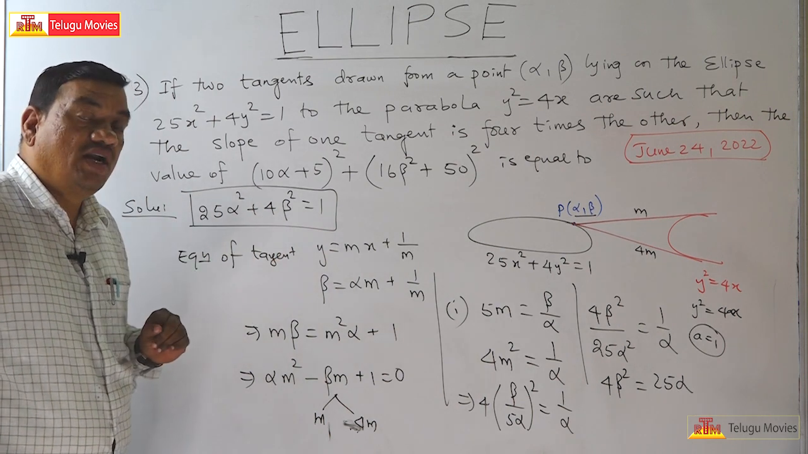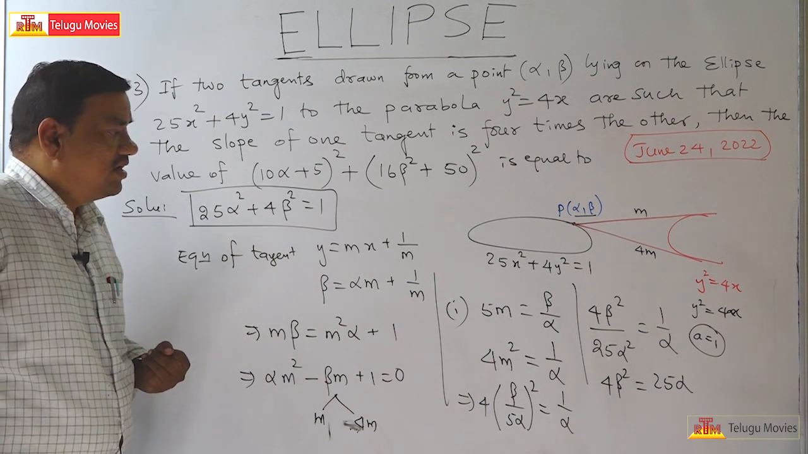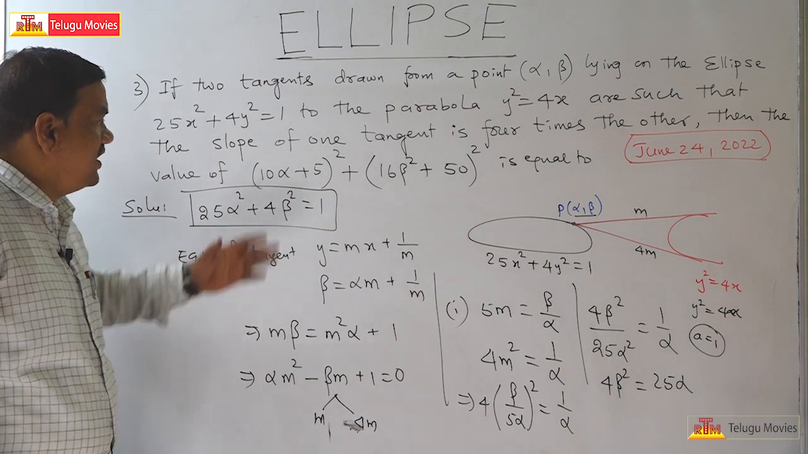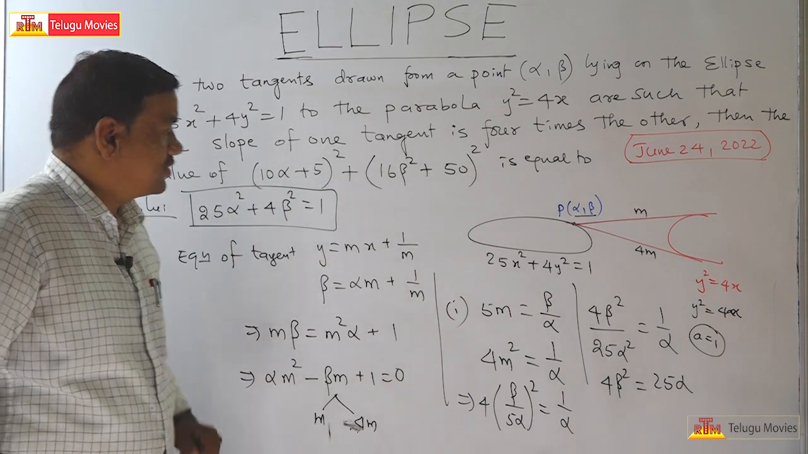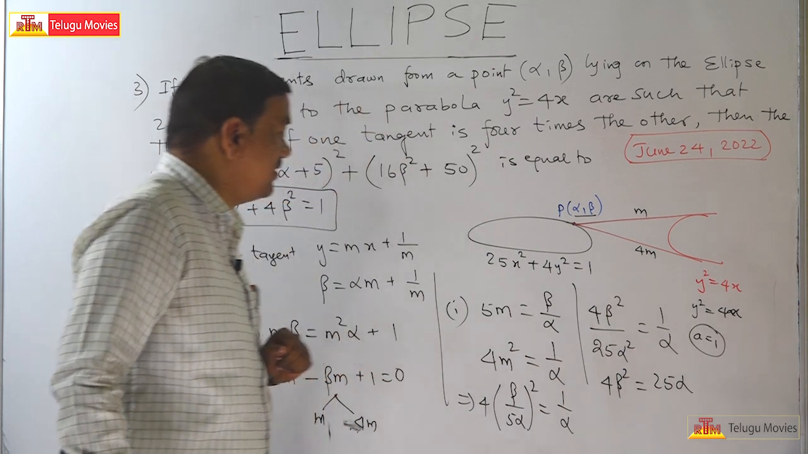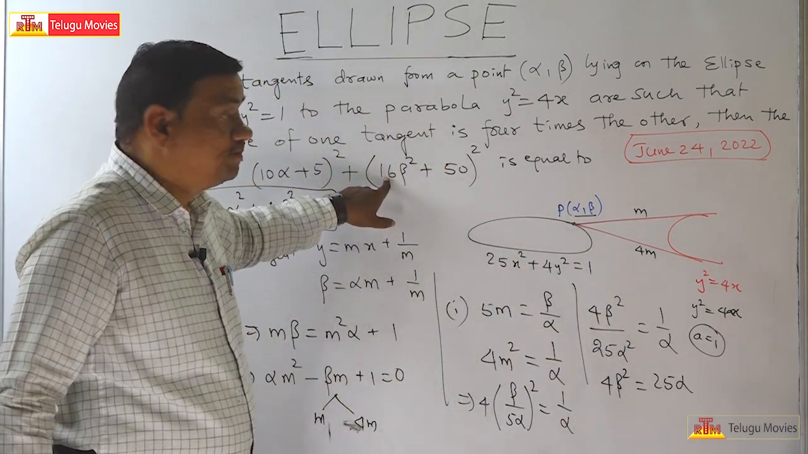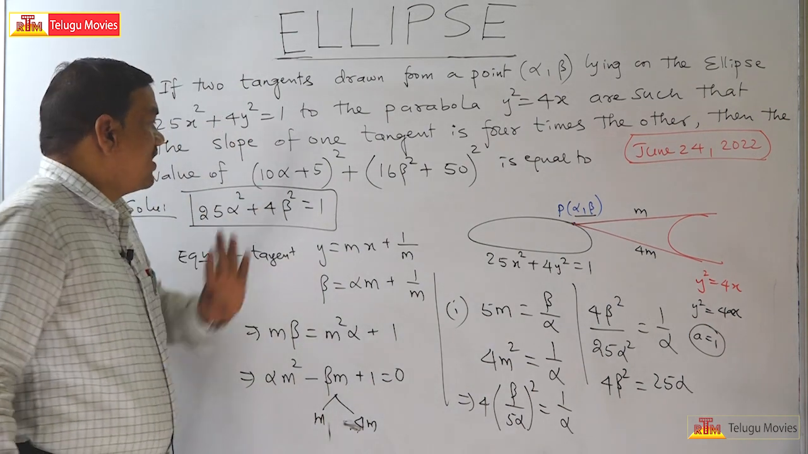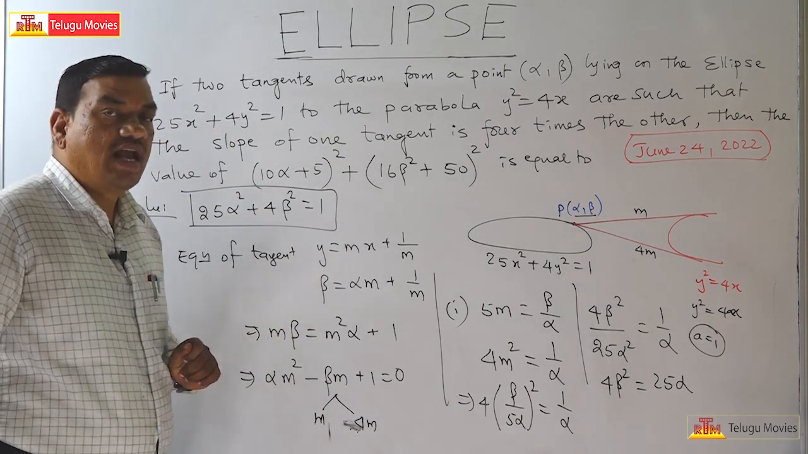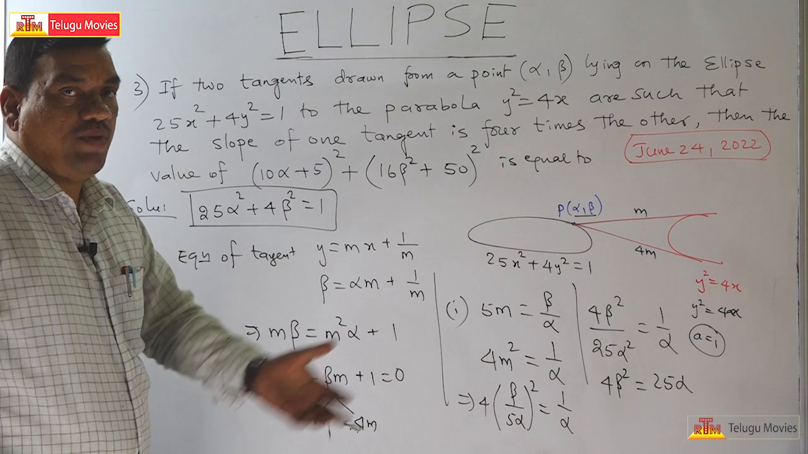So we will get a quadratic equation, and let us see the calculation part. Here also we want 16 beta square. As we can get the 16 beta square value here, we will substitute it, and we will get 10 alpha plus 5 whole square. So let us calculate the remaining part.